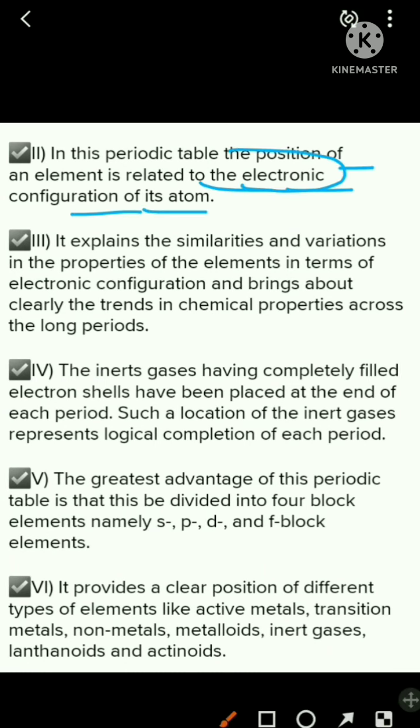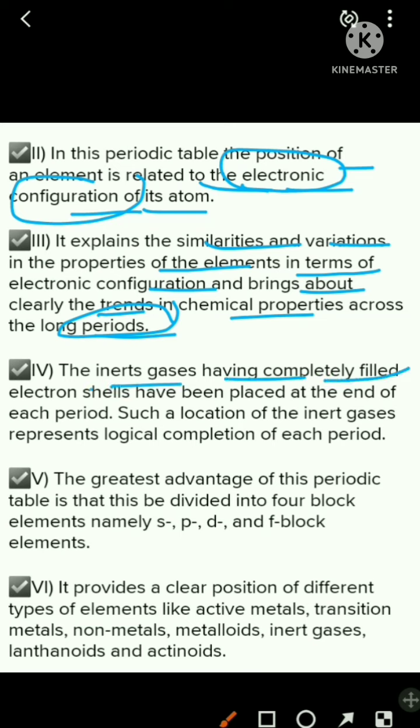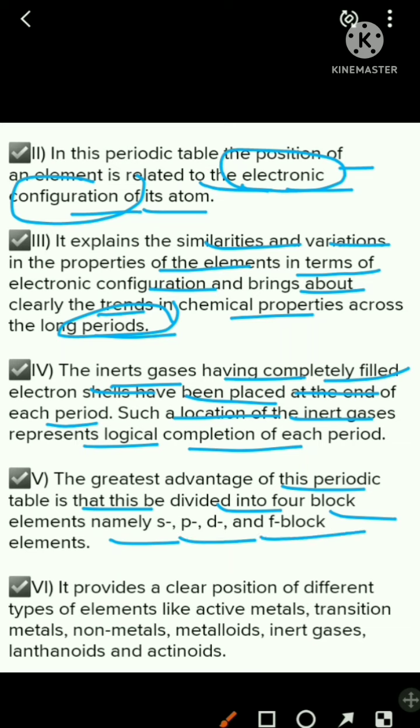Then the periodic table explains similarities and variations in properties of elements, and it brings out clearly the trends in chemical properties across long periods. All these points you have to read, understand, and then write in your own words. No need to use the exact words. Then inert gases having completely filled electron shells have been placed at the end of each period. Such a location of the inert gases represents logical completion of each period.